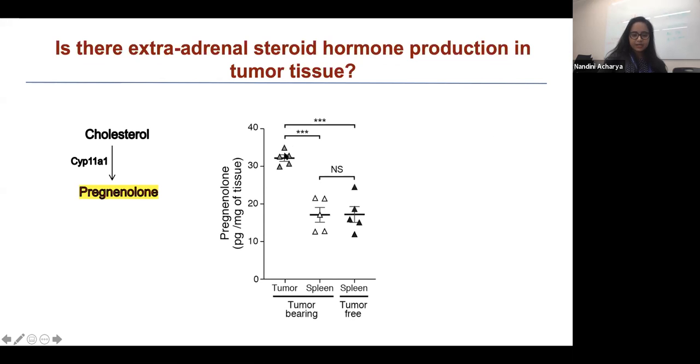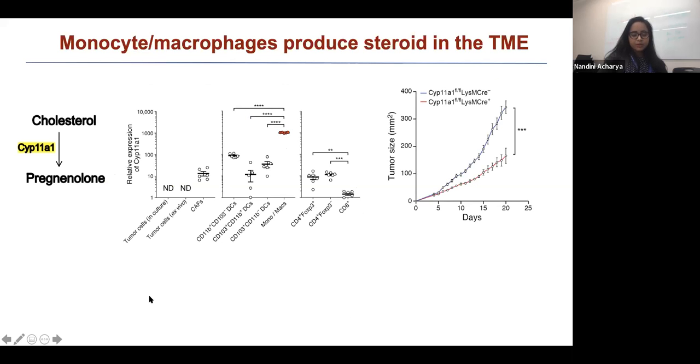And as you can see here, we saw that the abundance of pregnenolone was higher in the tumor tissue compared to the spleen. So this showed that either there is an accumulation of pregnenolone or there is active production of pregnenolone in the tumor tissue. Now, if there is local production of pregnenolone or any of these steroids in the local tumor tissue, we wanted to identify the cellular source.